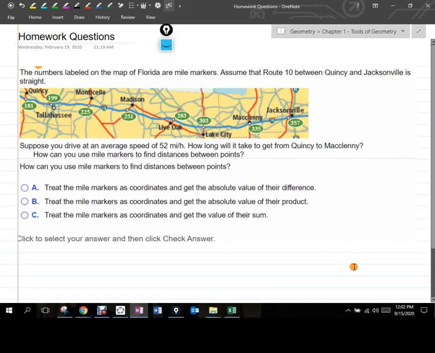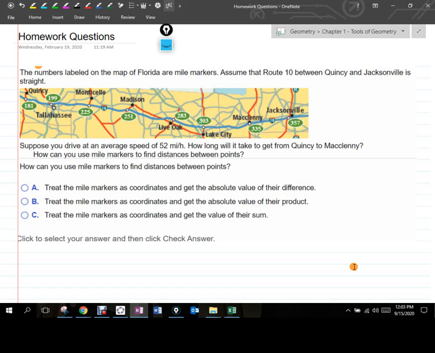All right, it says the numbers labeled on the map of Florida are mile markers. Assume the Route 10 between Quincy and Jacksonville is straight, okay? You travel down 75. You see those little signs on the right-hand side that have the mile markers on, right? That is the number line. That is the ruler postulate, because if I see that I'm on mile marker 50 and then I fall asleep and I wake up and I see that I'm on mile marker 74, I know I've traveled 24 miles while I was asleep. Does that make sense? Okay.